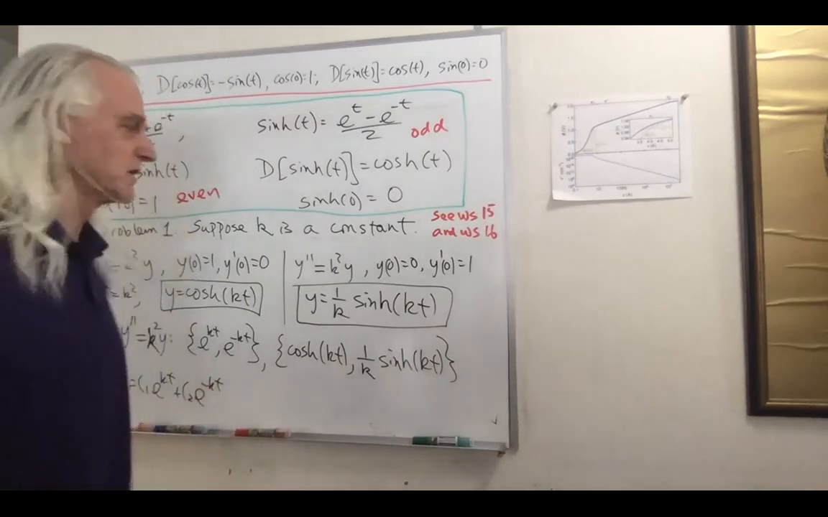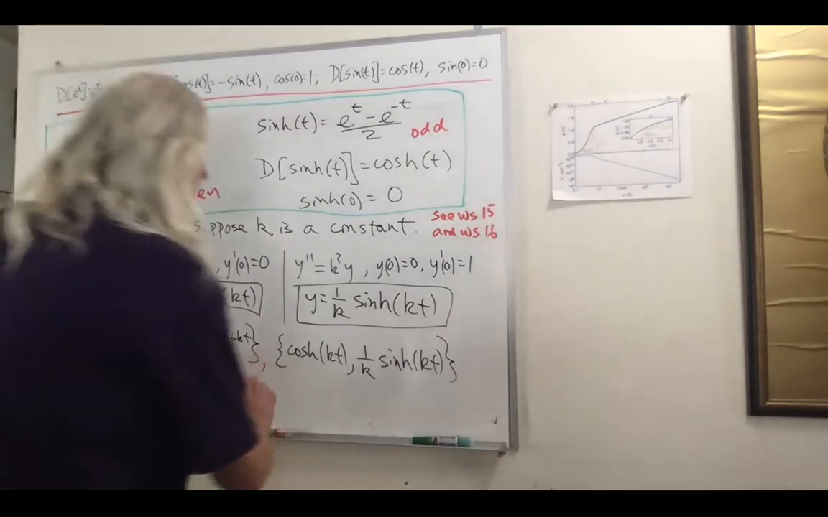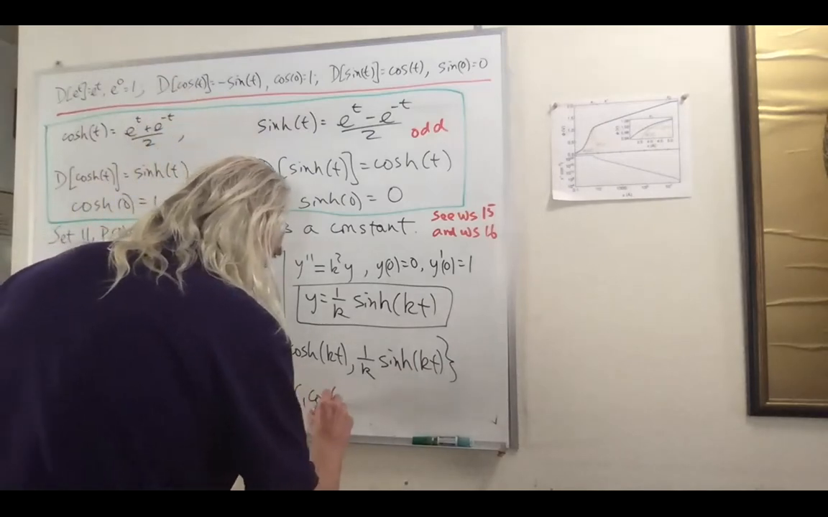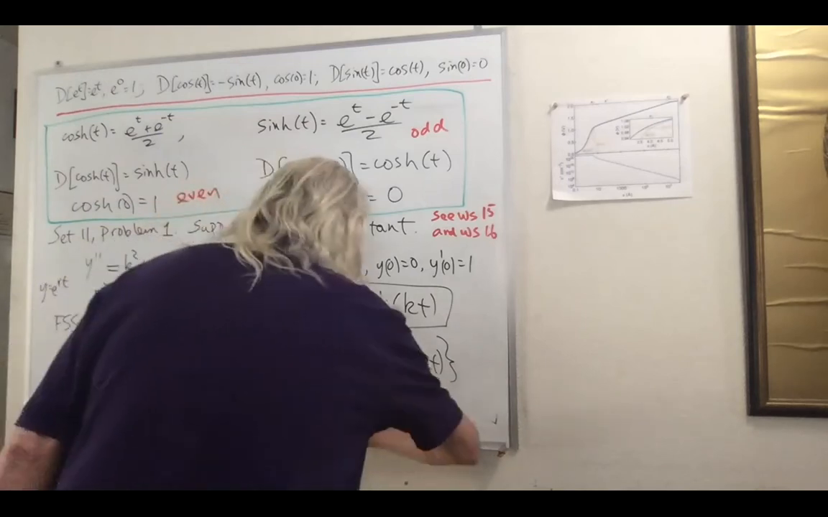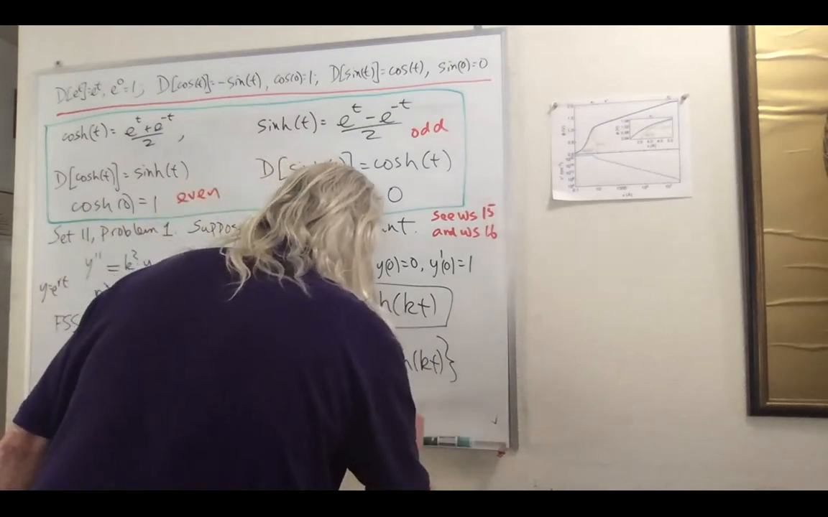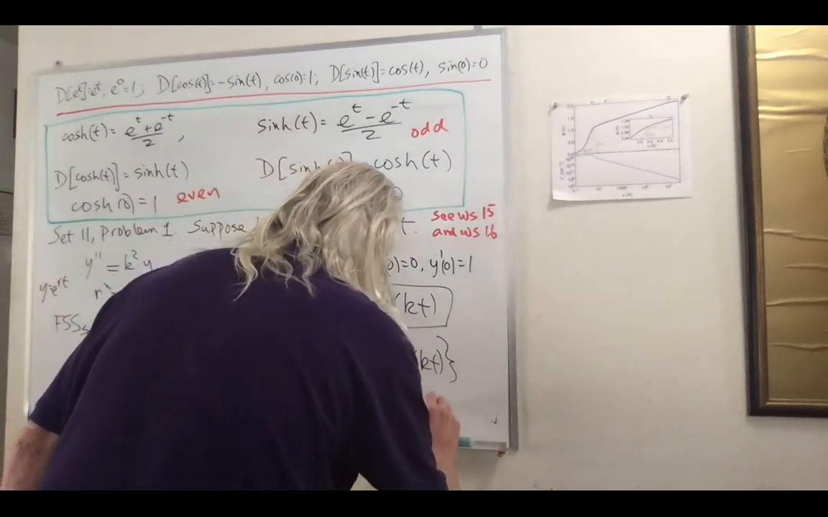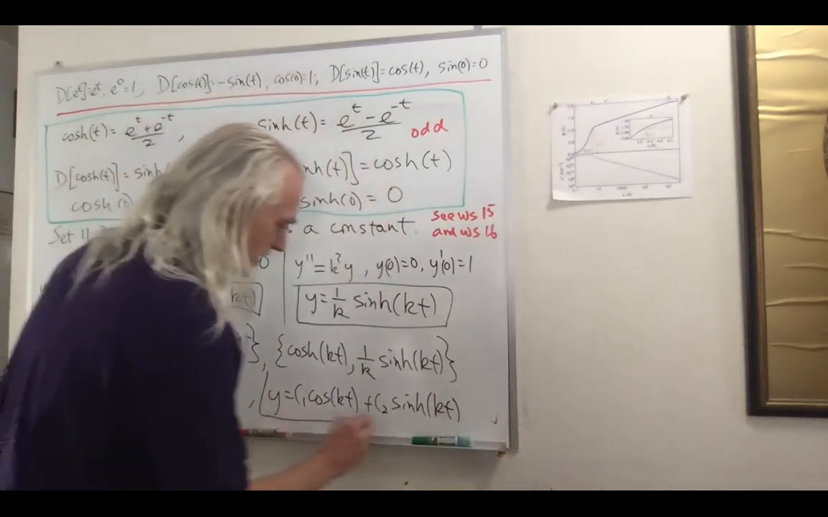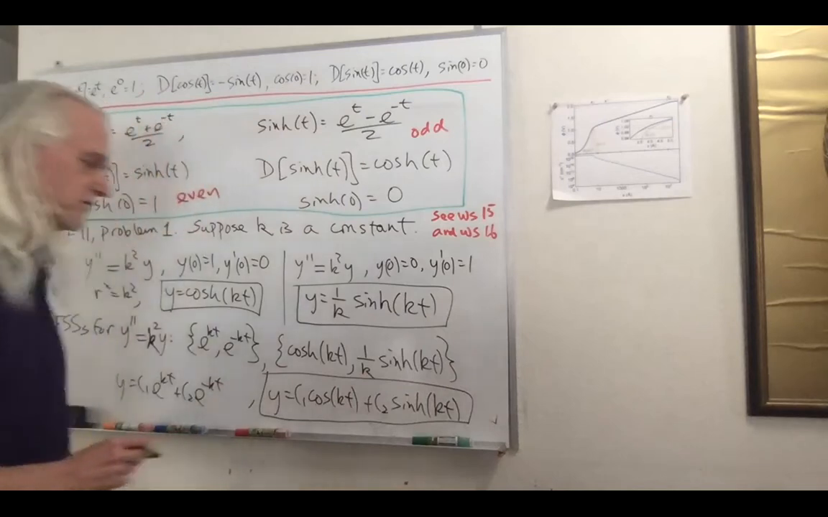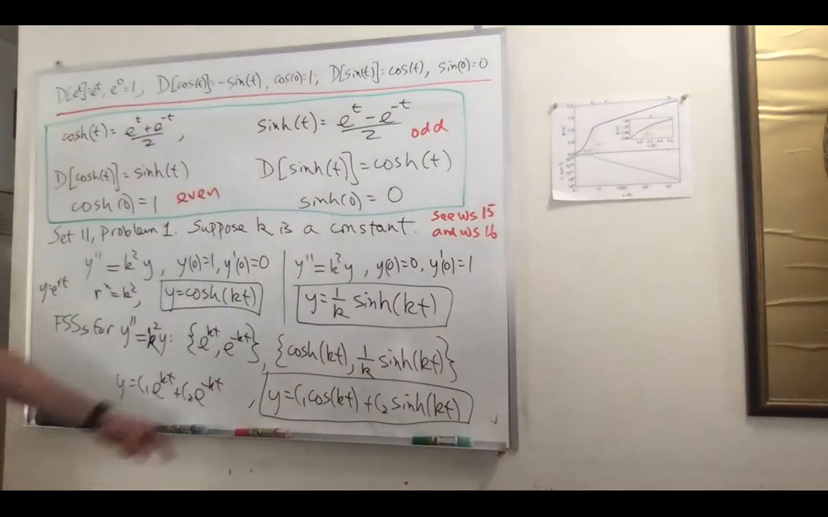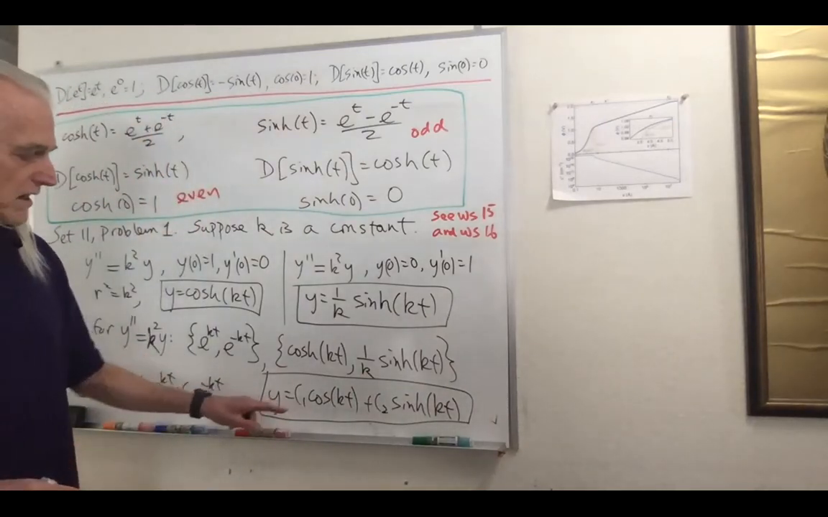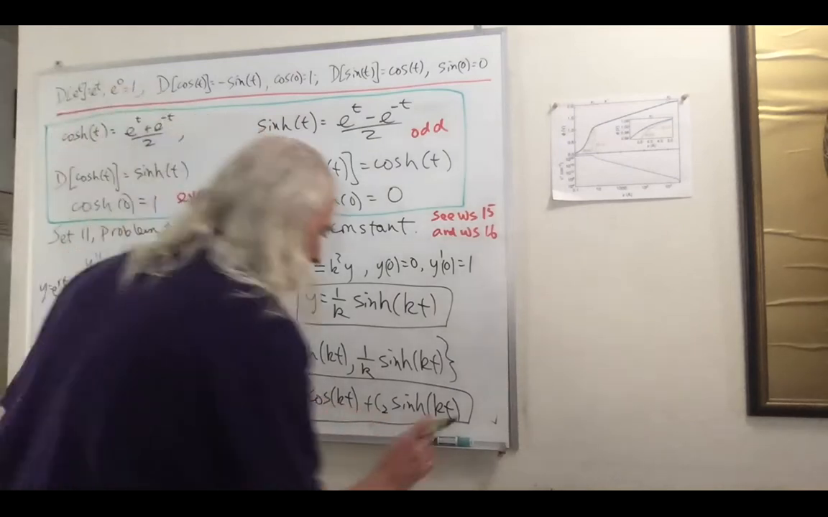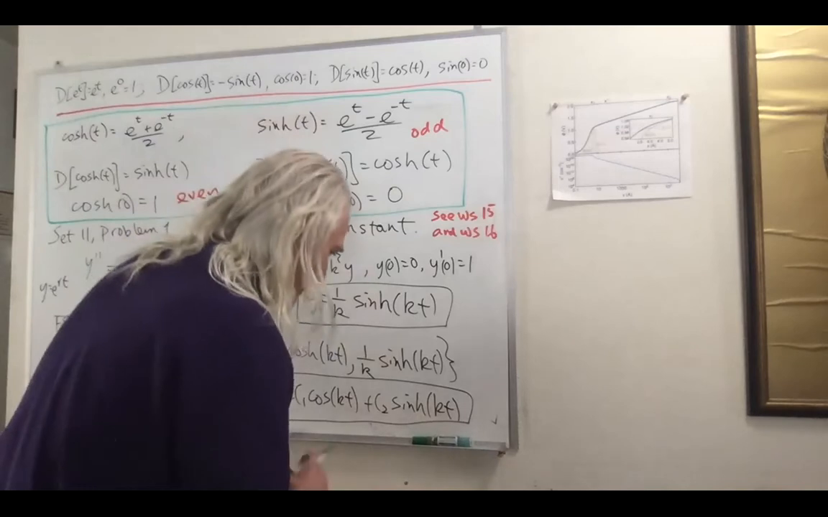Gag me with a spoon if I've got to solve some initial value problem. Or y is C1 cosh of kt plus C2 sinh of kt. This is much nicer, with nothing to do if I have an initial value problem. Because of this, y of 0 is C1, y prime of 0 is C2, if I make sure I put in the 1 over k there.